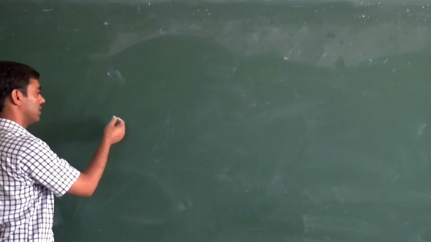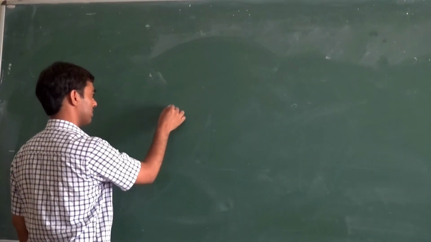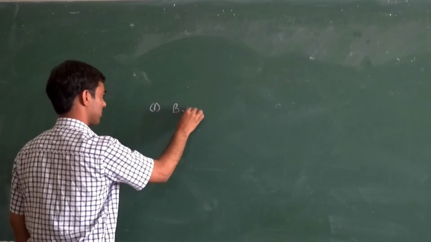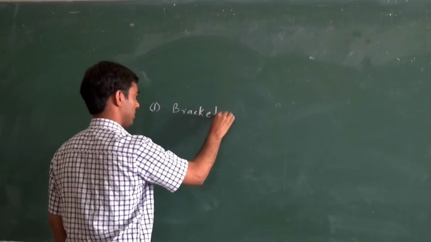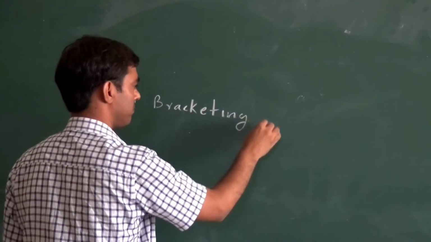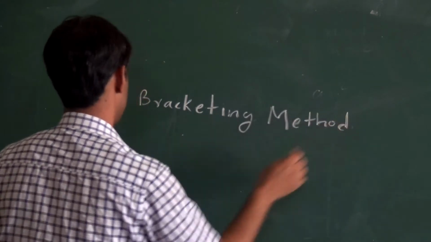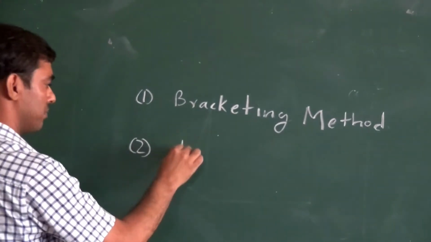In general, there are 2 methods of finding the solution of algebraic and transcendental equations by numerical method. First one is known as bracketing methods, and second one is iterative methods.